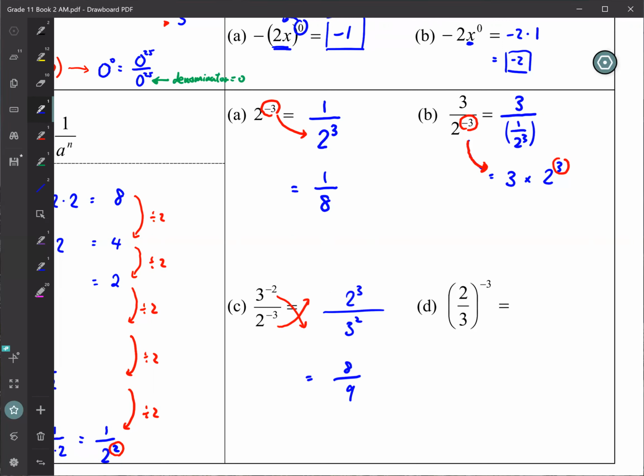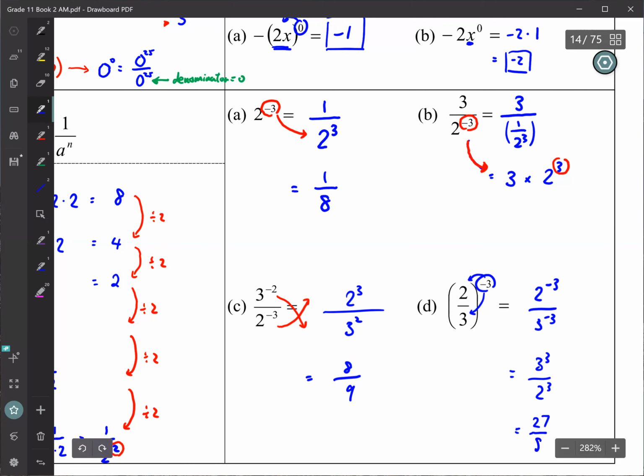And last one, question D. Yosher? 27/8. Okay, so the -3 we first can share in. It affects everything on the inside. So you get 2 to the -3 and 3 to the -3. So just now it becomes question C. They swap around. Bottom part goes up, the numerator goes down. So Yosher's right, 27/8.